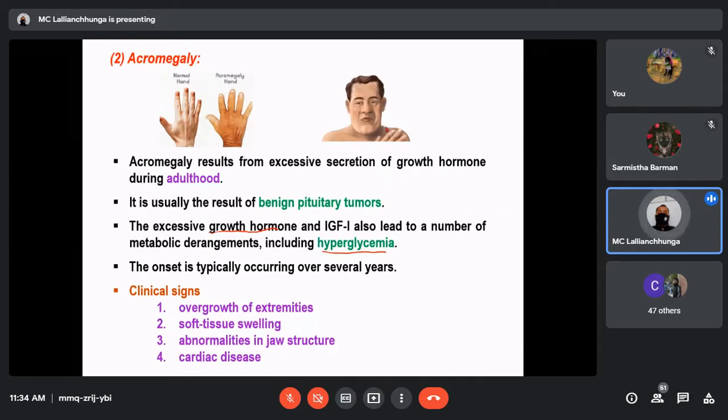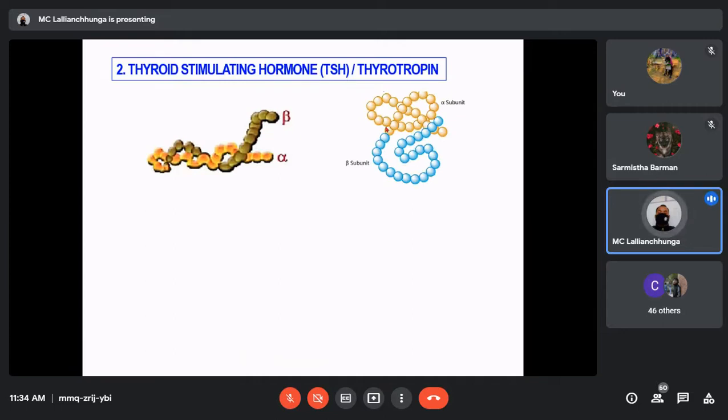So this is in brief regarding the growth hormone. If you want to read more, there is so much information available on the internet or in the books also you can read. So the second hormone, anterior pituitary hormone, is thyroid stimulating hormone, TSH, or it is also known as thyrotropin.